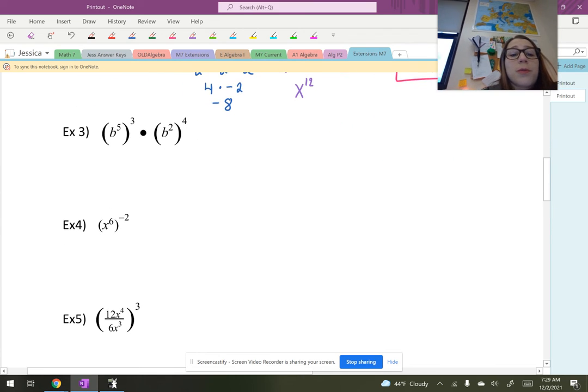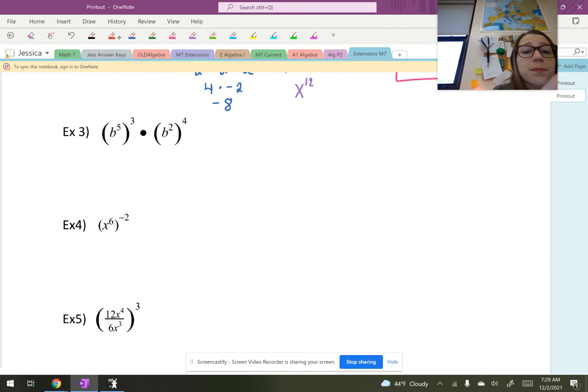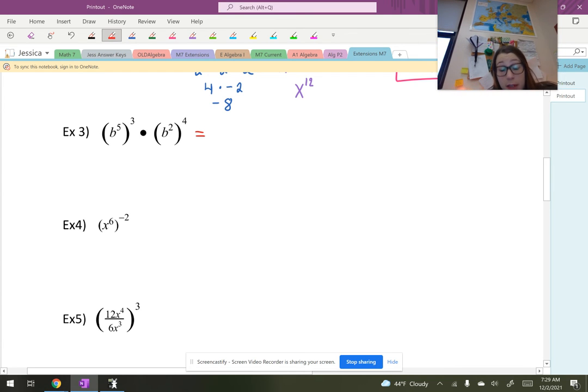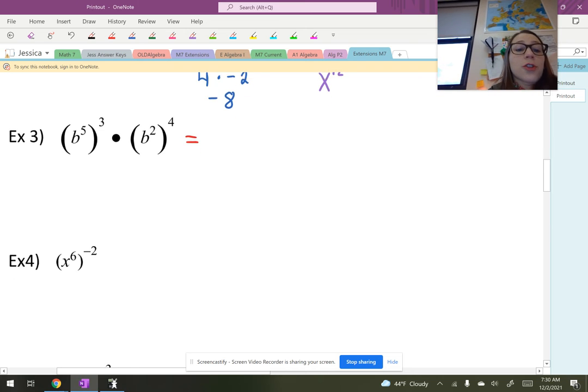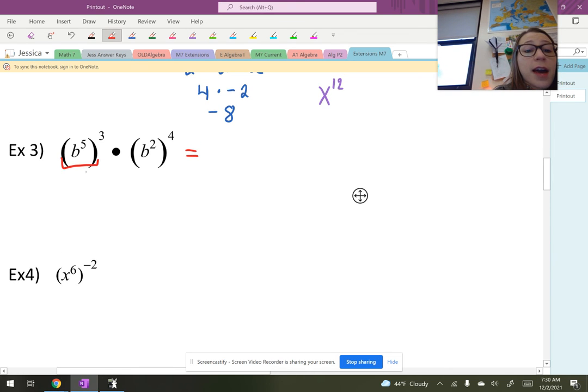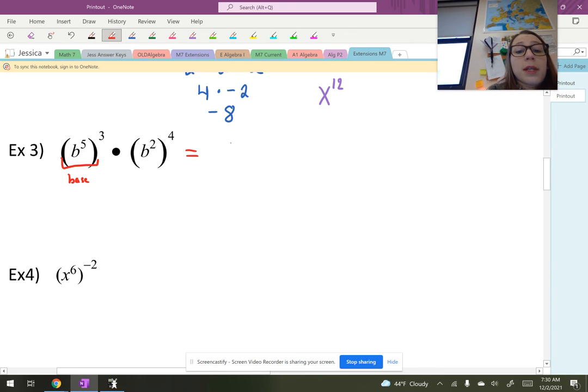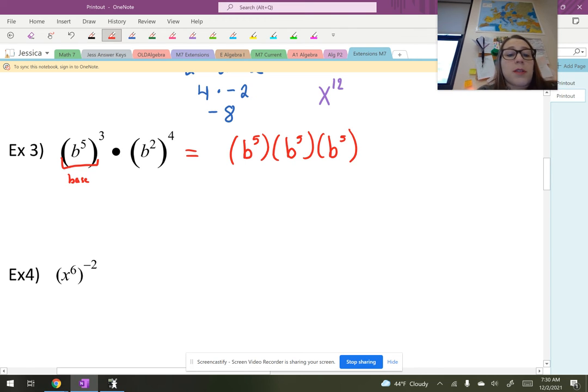Okay, example number 3. Here we have not only powers raised to powers, or exponents raised to exponents, but then we also have multiplication going on. So this is going to be a little bit more in depth. That first piece, I have that base of b to the fifth being multiplied 3 times: b to the fifth times b to the fifth times b to the fifth.